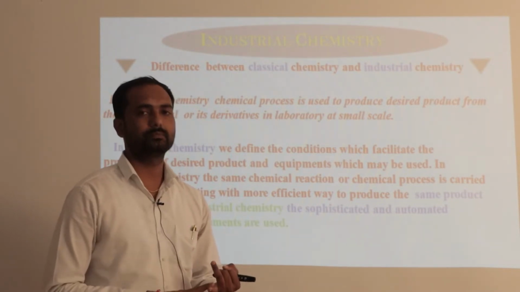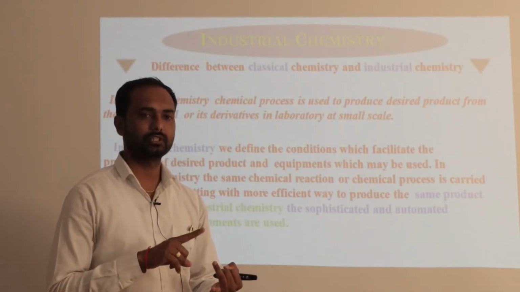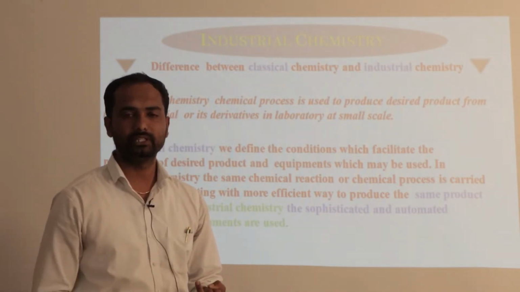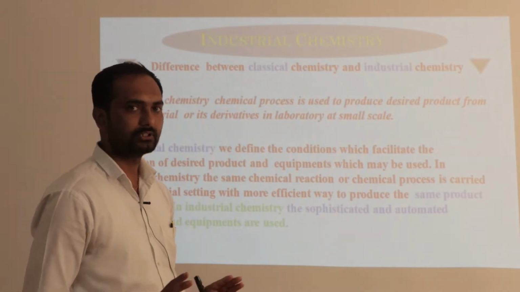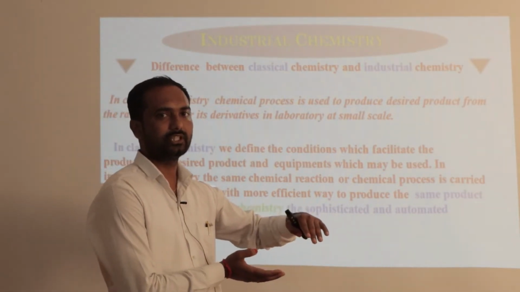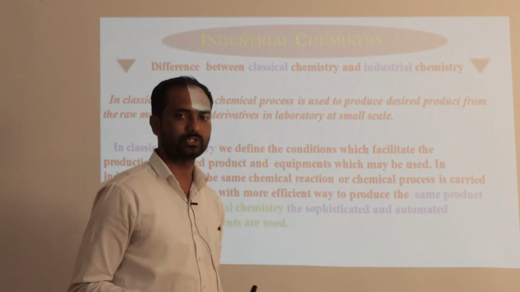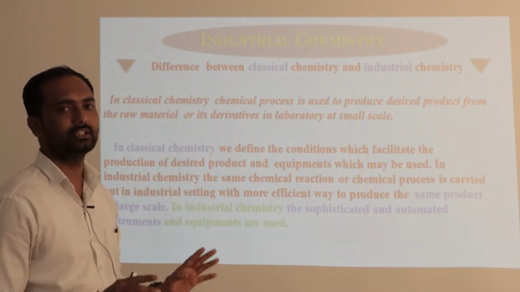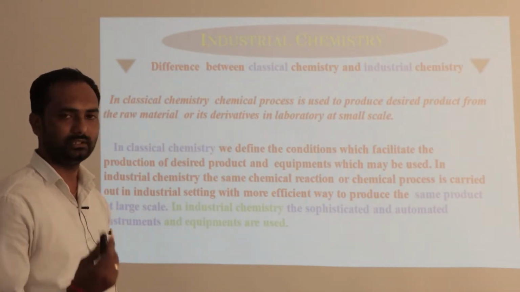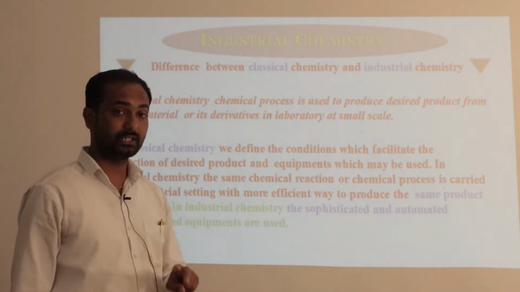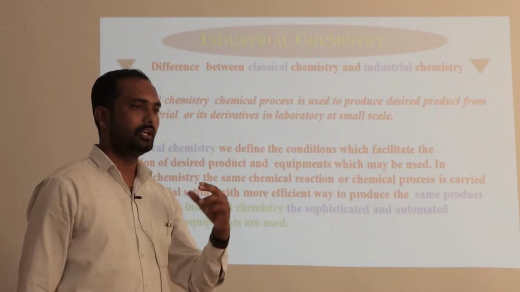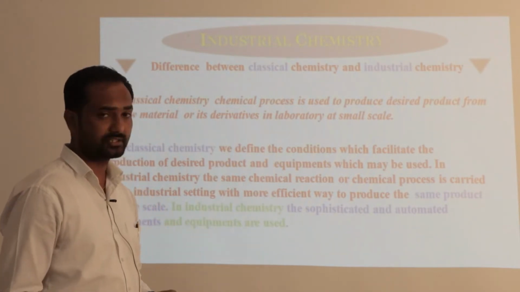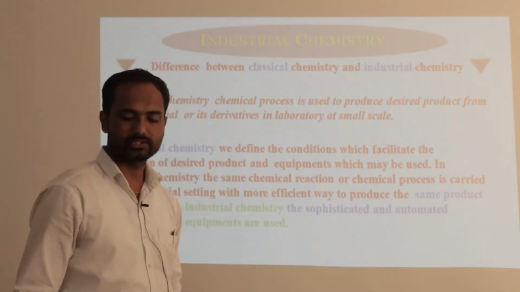Suppose separation of product from unwanted reactants or unwanted material. This separation is carried out in industry by means of large instruments, so large filtrations and large distillation chambers. All these things take place in industrial chemistry. Remember one thing: the same reaction is done in the laboratory in the classical way, and in industry it is done on a large scale with sophisticated instruments.